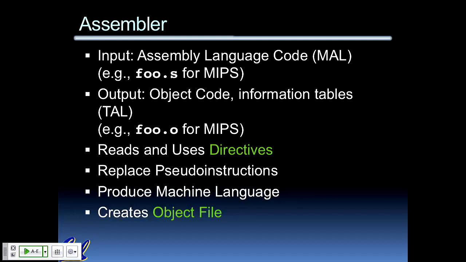Now the assembler reads the assembly language, and in the assembly language, as well as the assembly instructions, there are what's called directives, which are sort of instructions to the assembler about what to do with the following code. And the assembler is going to read and use those directives. It's also going to look at those pseudo instructions and expand them out into real machine instructions, produce the actual machine code, and then produce this object file which contains that machine code plus some information about how to link it together with the other pieces later on when you get to the linker stage.